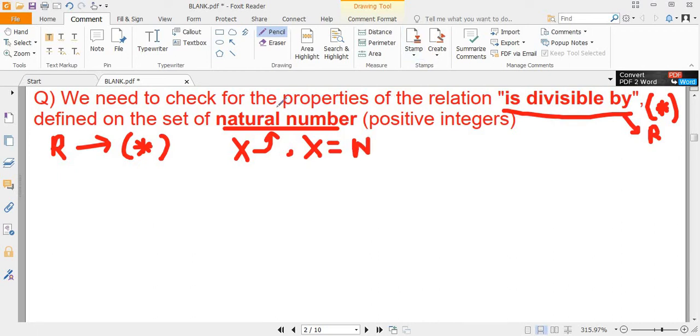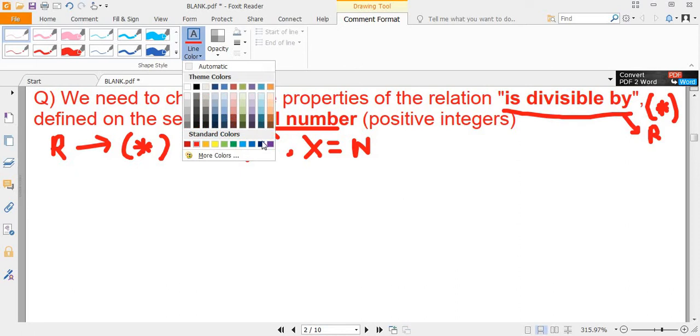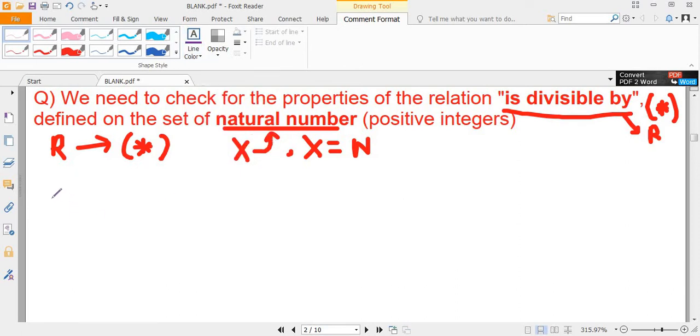Now what do I need to do further to check for the properties of the relation? Let us take one property at a time and see whether it holds or not. Before that, let me define what I mean by "is divisible by". Suppose I take any two elements x and y. Why am I taking two elements? Because if I want to establish a relation, I need two elements with which I can establish the relation.